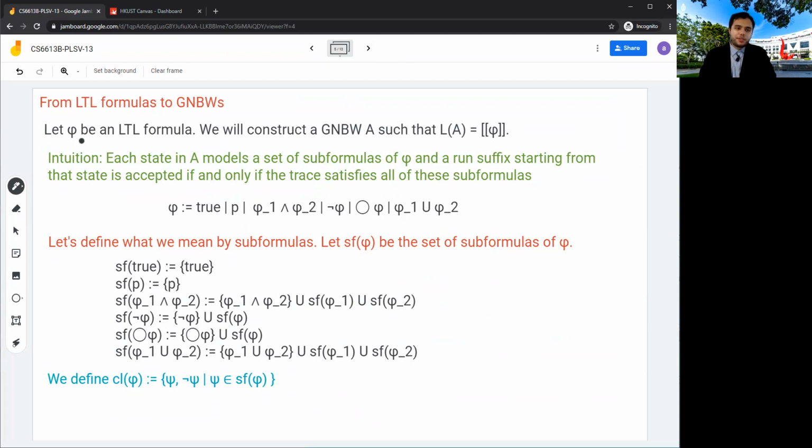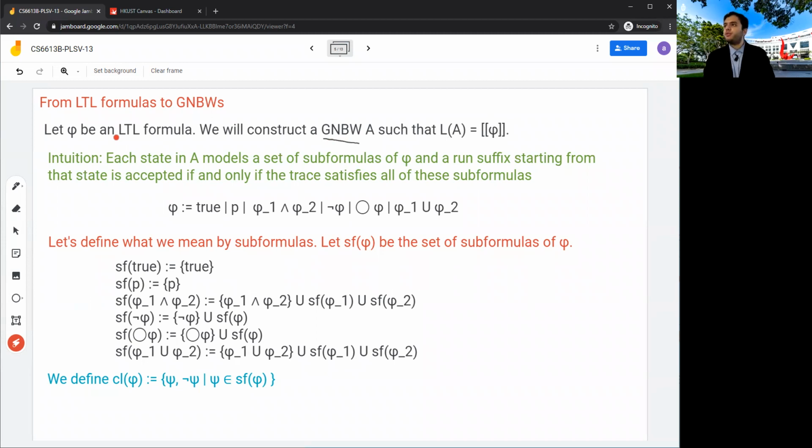Let's say that I have an LTL formula phi, and instead of a non-deterministic Büchi automaton, let's say that I want a generalized non-deterministic Büchi automaton that is equivalent to this LTL formula. Now, why can I do this? Because, well, at the very beginning of the session, I showed you how you can translate from generalized Büchi to just Büchi. So this is fine.